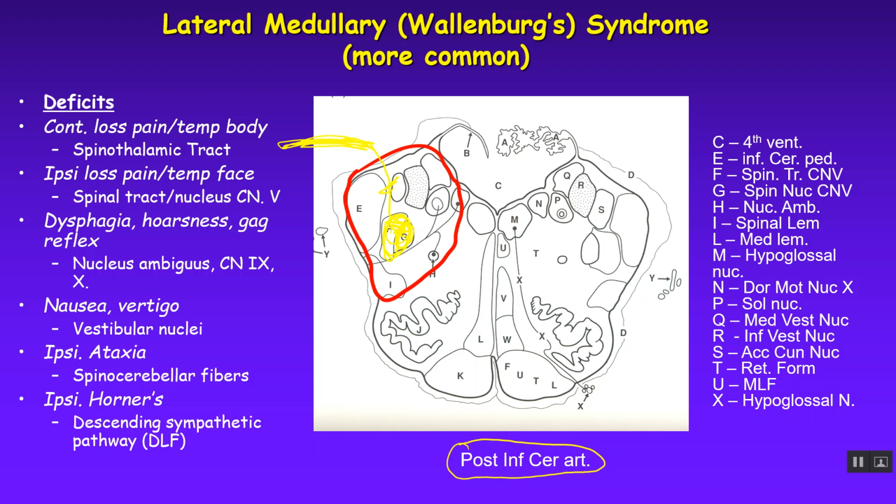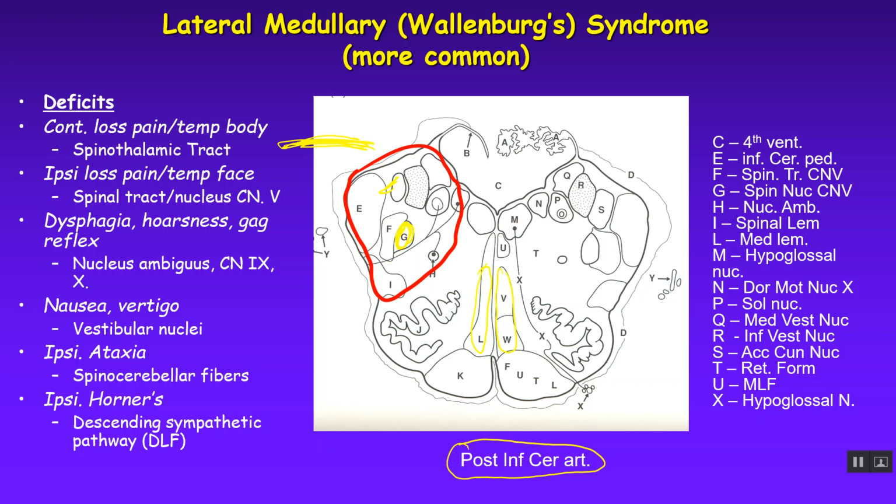What's interesting, though, is look, the medial lemniscus, which is right here, these people have normal proprioception. Their proprioception is not being affected. It's just pain and temperature from the face and body, but on opposite sides of the face and body.